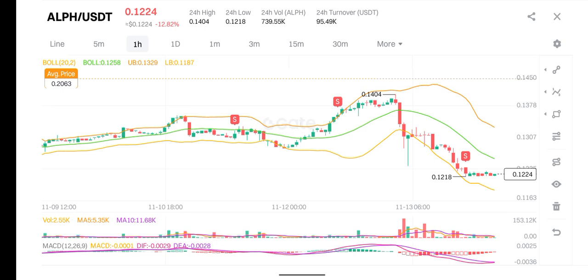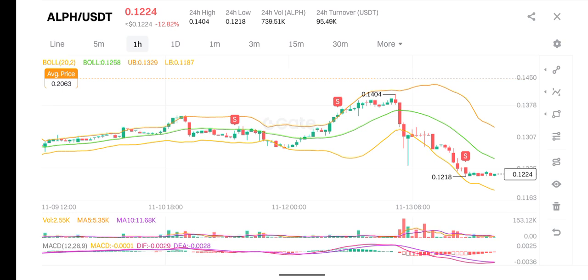Currently, the price of the Alephium token sits at 0.1224. This is on the Gate.io platform, and the trading volume within the last 24 hours for the ALPH token has been $739,000. That's the buy and sell ratio, and the total 24-hour turnover is $95,449,000. So this is just a kind of market analysis. Now let's look at the chart in depth.